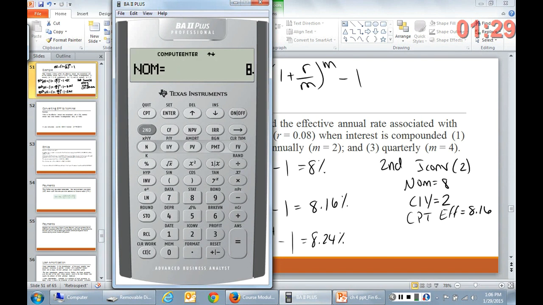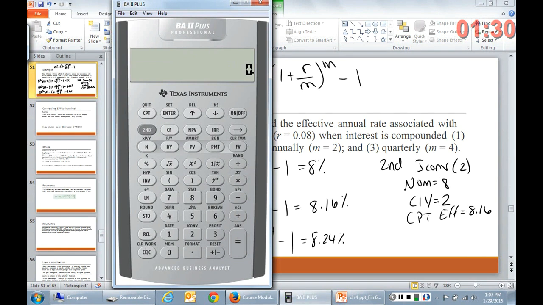Second and I conversion. We'll enter in our nominal rate. It's 8%, so 8 and enter. You push the down arrow. The up arrow. It asks for the compounding periods per year. So you enter in 2, enter, the up arrow, and you push compute for your effective rate, and you get 8.16.